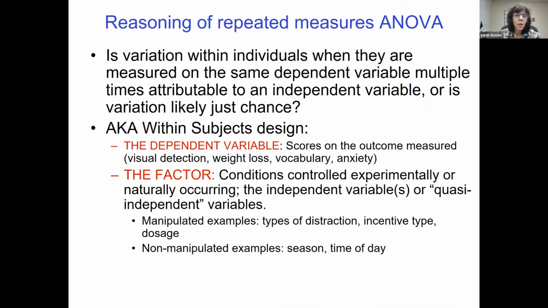So this is also called the within subjects design. The intervention happens within people rather than between people. The dependent variable is the outcome that's measured, and the independent variable are the conditions that are controlled or that are naturally occurring.